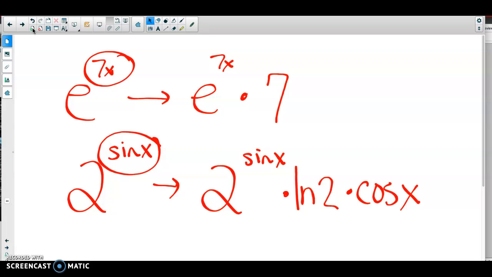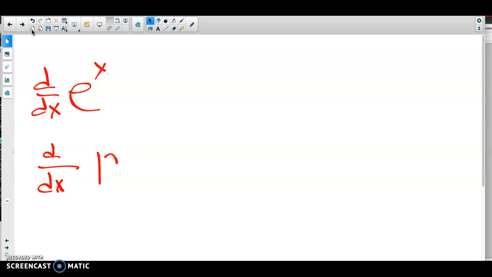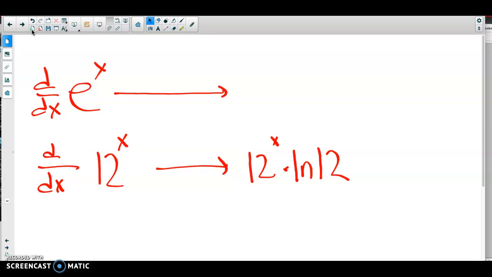Well, I heard Lucas just ask a question. He said, wait, why are there different rules for the derivative of e to the x and the derivative of some number to the x? If this one is 12 to the x times the ln of 12, technically shouldn't the derivative of e to the x be e to the x times the ln of e?